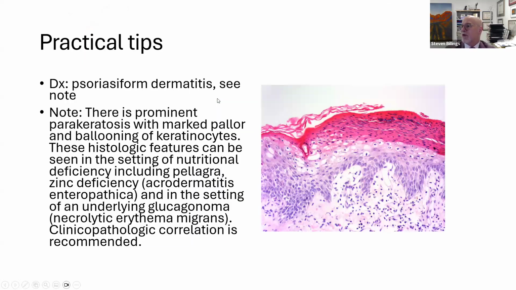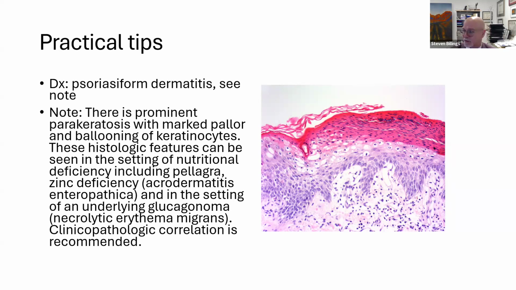Practical tip: the histologic features of necrolytic erythema migrans look exactly like what you see in zinc deficiency. So you see parakeratosis, ballooning degeneration of the keratinocytes, etc. If you're uncertain and you don't have a good clinical history, you can call it a psoriasiform dermatitis, and then notice the marked pallor and ballooning of the keratinocytes, and that these features can be seen in the setting of nutritional deficiency disorders such as pellagra, zinc deficiency, or underlying glucagonoma or necrolytic erythema migrans.